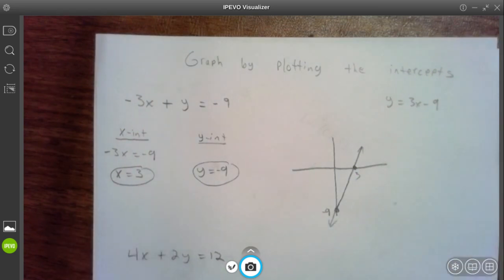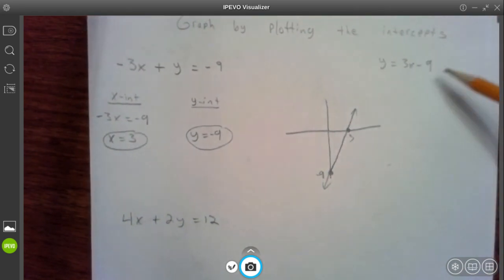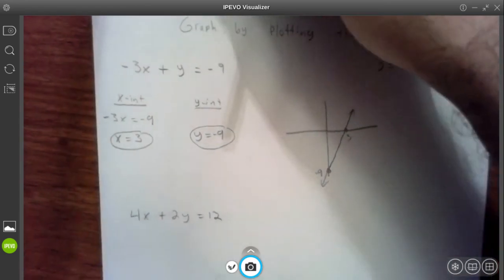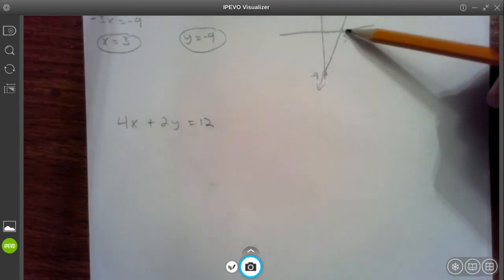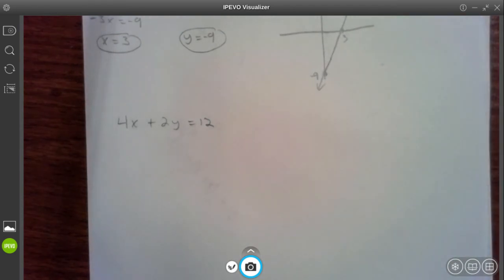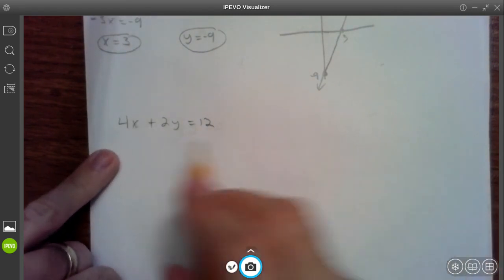There's a couple of downfalls for using this method, but it is a very quick way rather than converting it to this form and then graphing. One of the issues is when the x-intercept or the y-intercept is a fraction. That kind of makes things look ugly. And then the last issue, I'll show you on our last example here. All right, let me do a couple more of these.